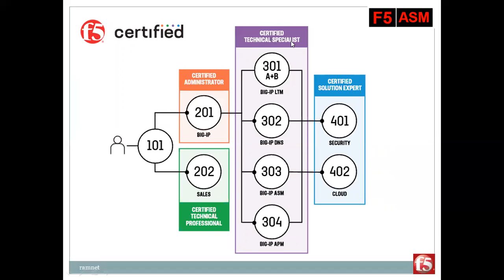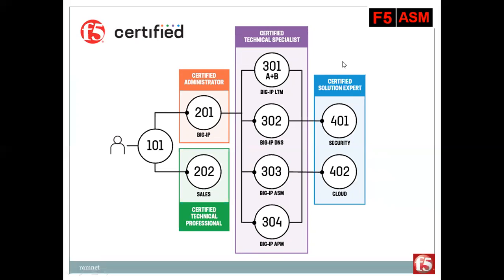This is the technical specialist level: Big-IP LTM, Big-IP DNS, Big-IP ASM, Big-IP APM. Once you finish one of the certifications, you can go to the solution expert, security, cloud. So our job will be like that, because I am talking about ASM now. 101, 201. Let me make a diagram to make it easy for you.